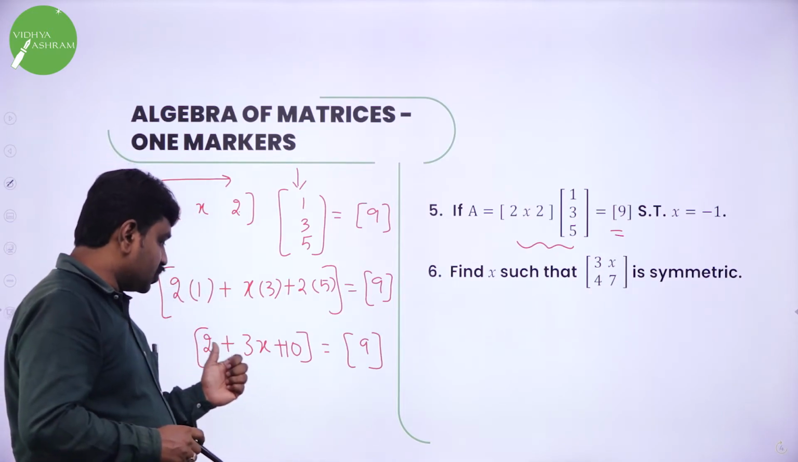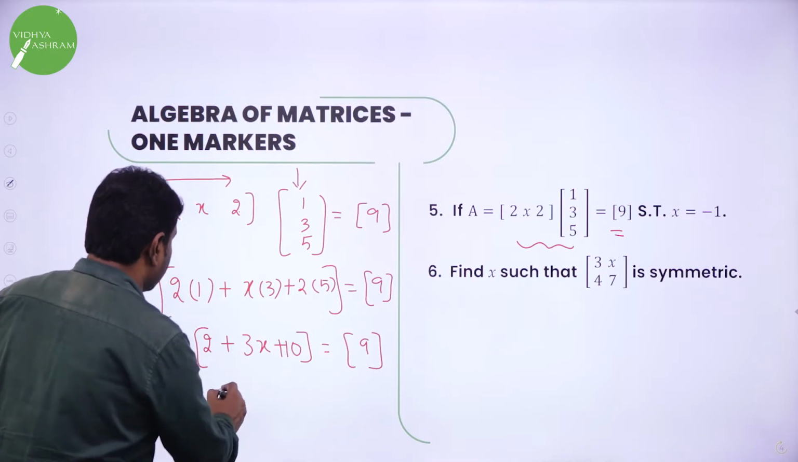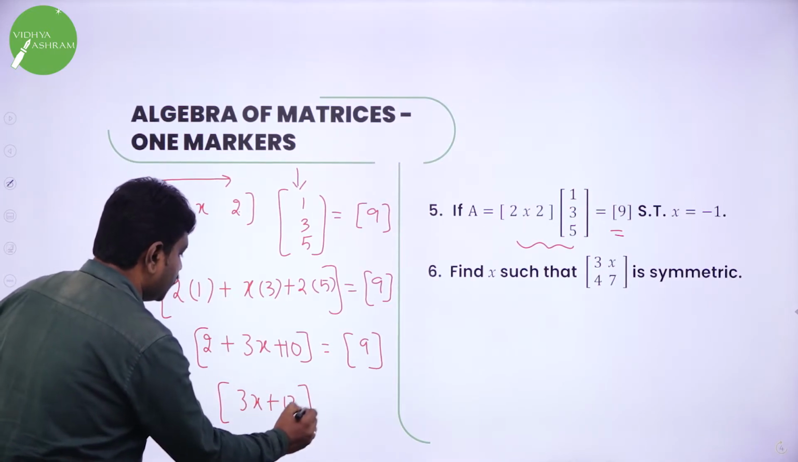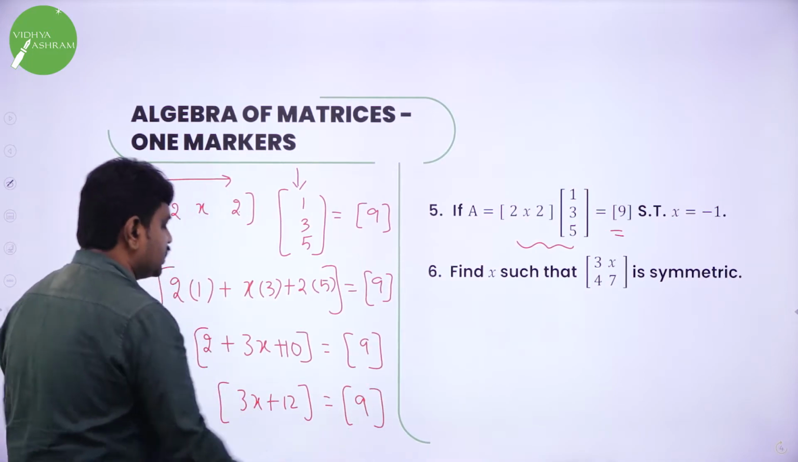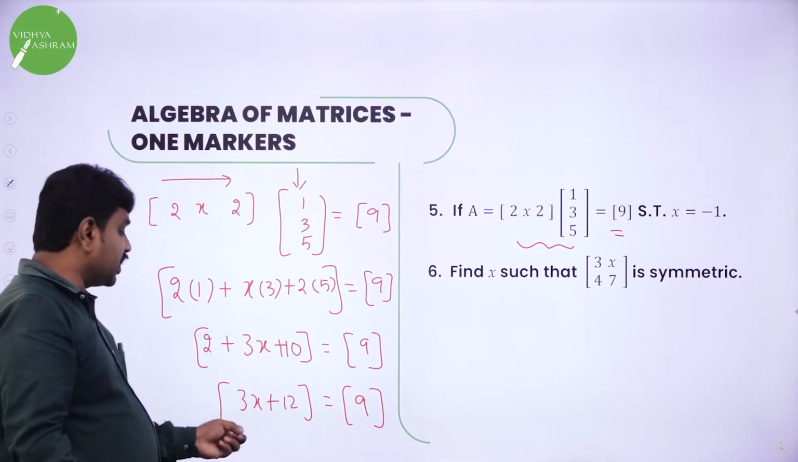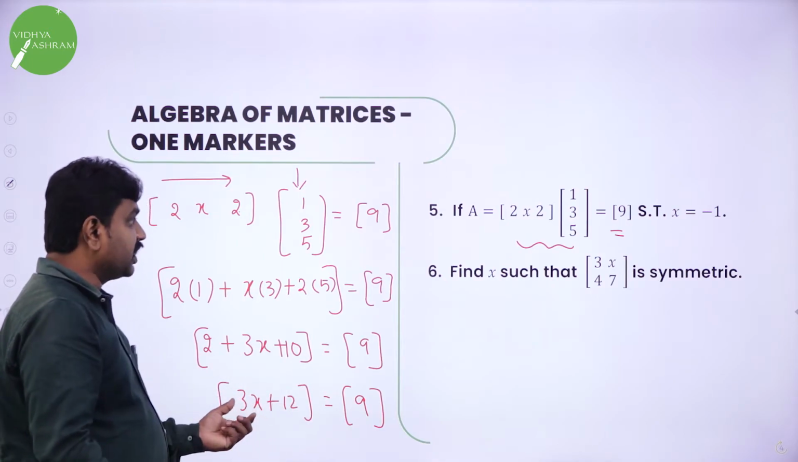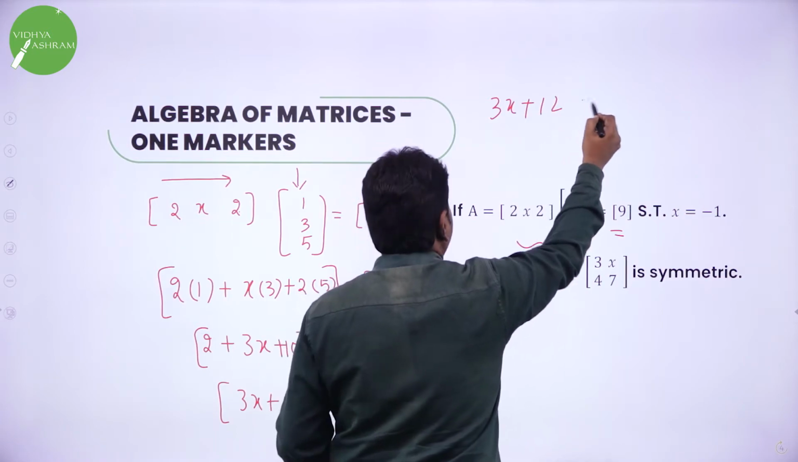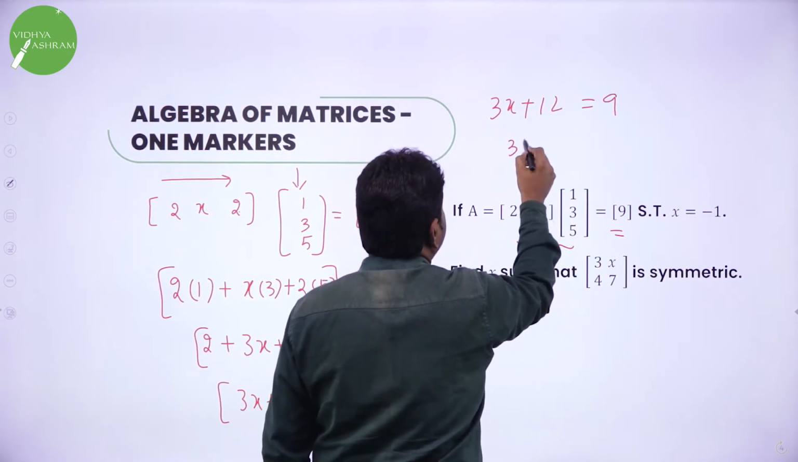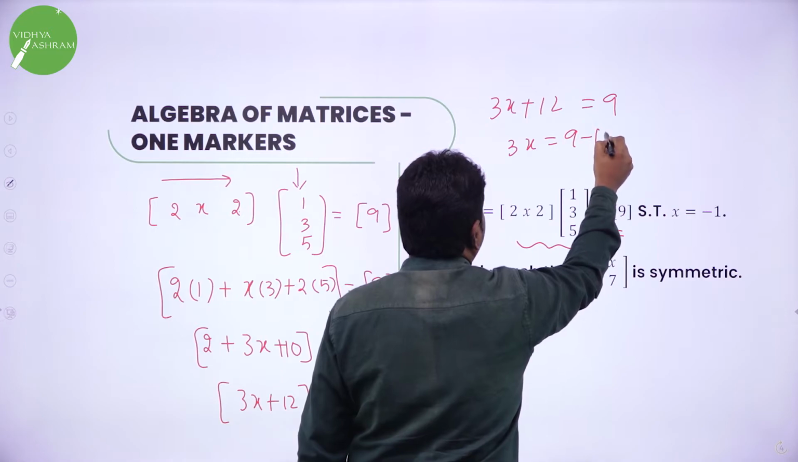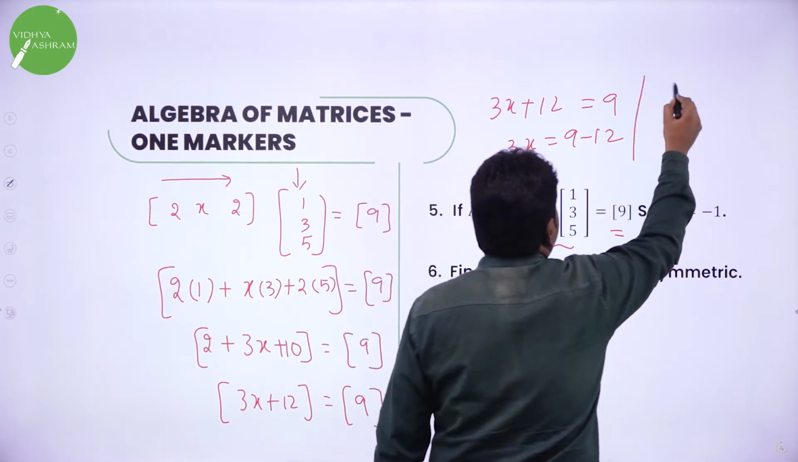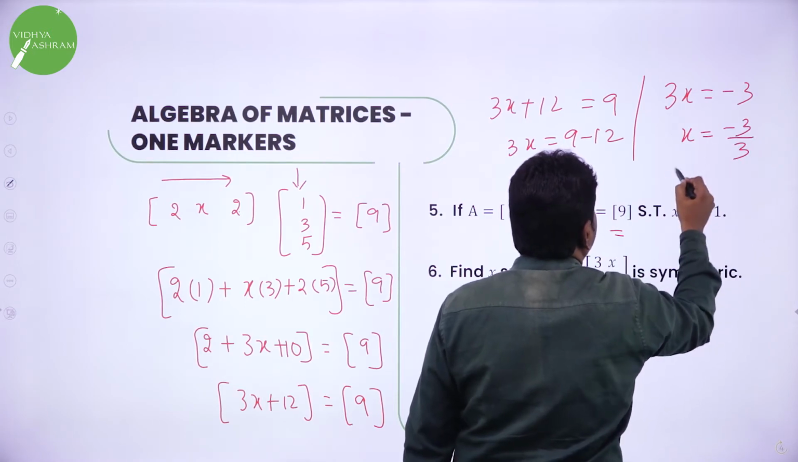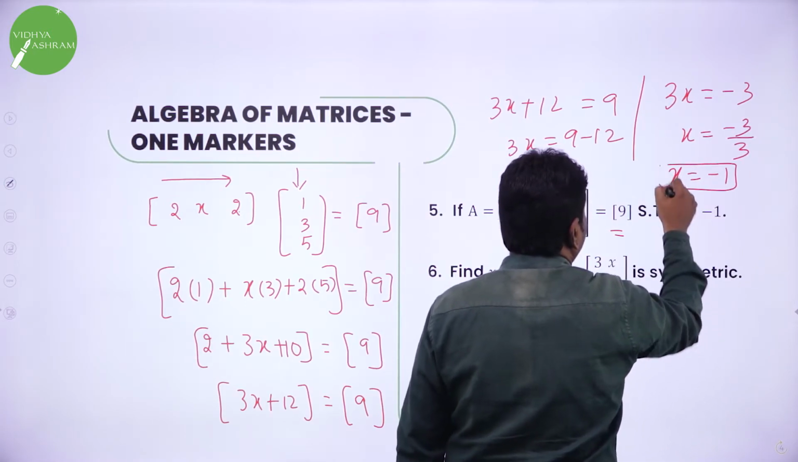So, now here the element is 2 plus 3x plus 10. Further I can simplify. So I will write 3x. What is 2 plus 10? 12. This element is equal to 9. So now two matrices are equal. If two matrices are equal, corresponding elements have to be the same. What are the corresponding elements? That is 3x plus 12 is the element here. Here the element is 9. 3x plus 12 is 9. So 3x is equal to 9 minus 12. That is 3x is equal to minus 3. That is x is equal to minus 3 by 3. x is equal to minus 1. So now hence the proof.